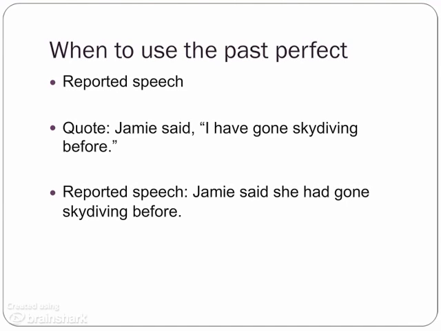The next situation in which we can use the past perfect is in reported speech. This is very important for us, especially when we're using sources and referring to sources in our writing. We have a quote. Jamie said, quote, I have gone skydiving before. Now imagine that we want to use those words and talk about what Jamie said, but we don't want to use a quote. In this case, we can use reported speech. Jamie said she had gone skydiving before. This is a way for us to describe what she said about an action in the past, but without using a direct quote.